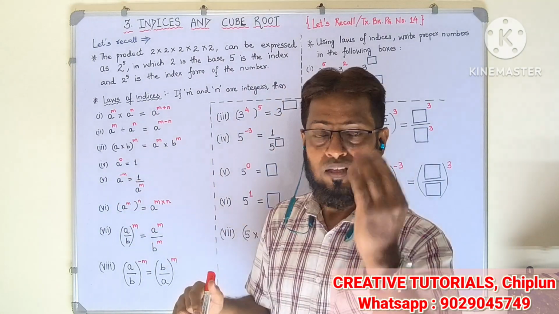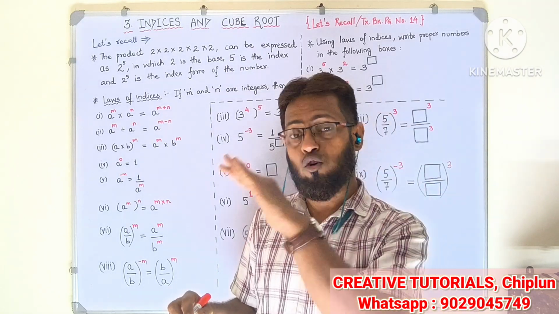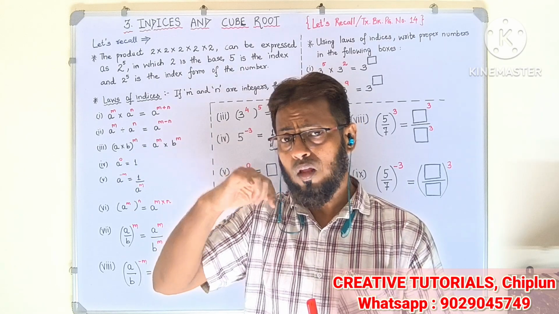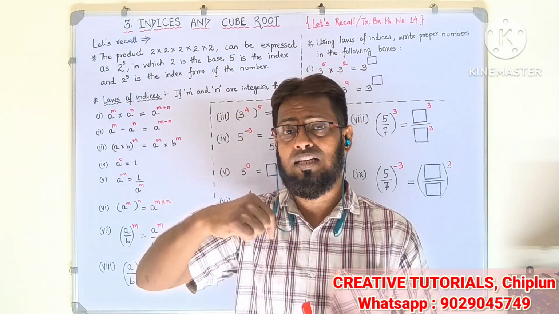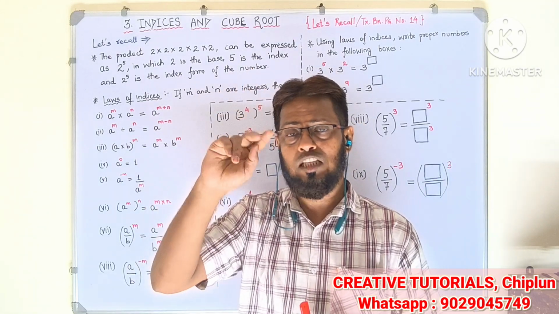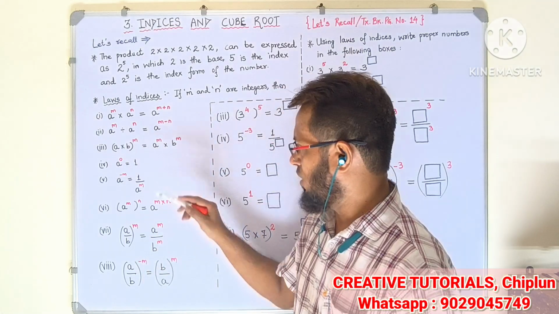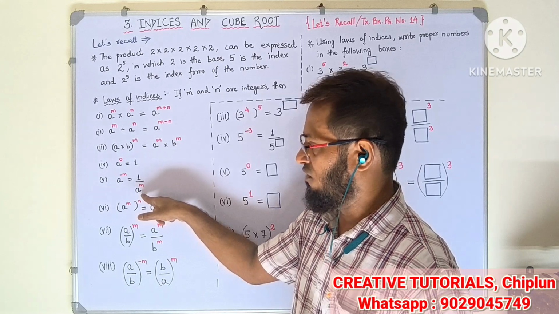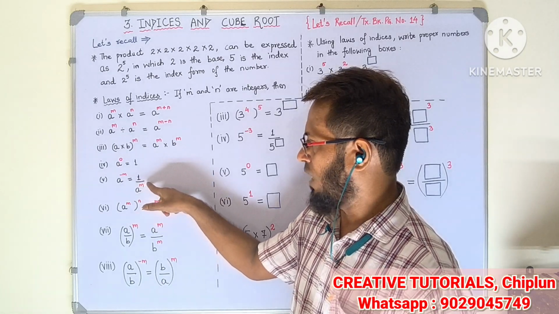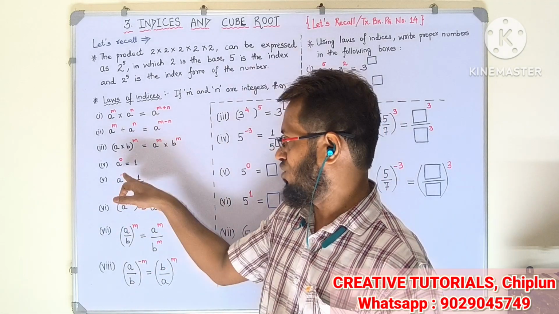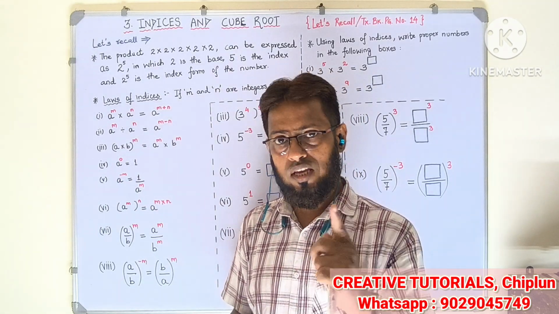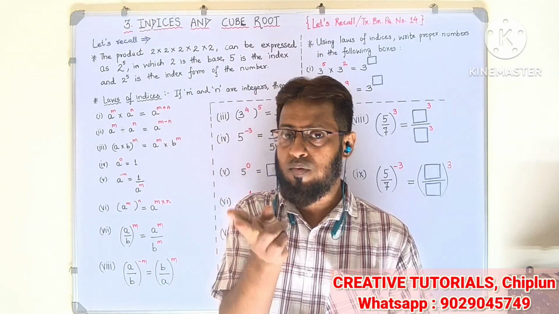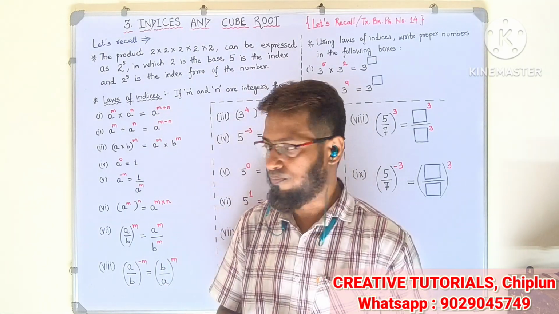So negative phase. When we take the reciprocal of this, in the denominator the power or the index becomes positive, so it is equal to 1 upon a raised to m. So in the denominator we have our number a, and its power becomes plus m instead of minus m. So a raised to minus m is equal to 1 upon a raised to m. This is how we make a negative power into a positive power.